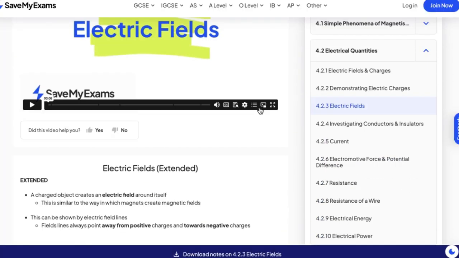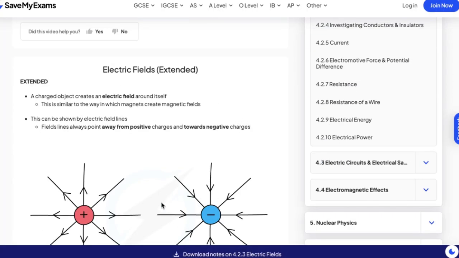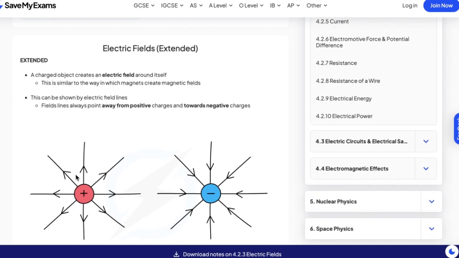So when we talk about electric field, we are referring to the region in space around the charge where it experiences electric force. Remember, for a positive charge, the field moves away from the charge. For a negative charge, the field comes towards the charge. Every charged object creates an electric field around itself.